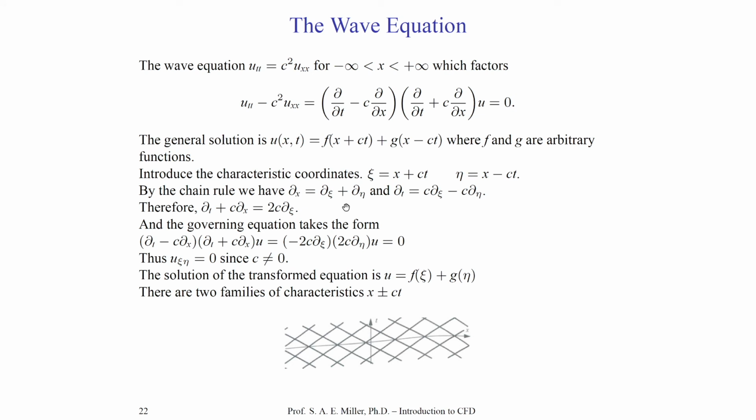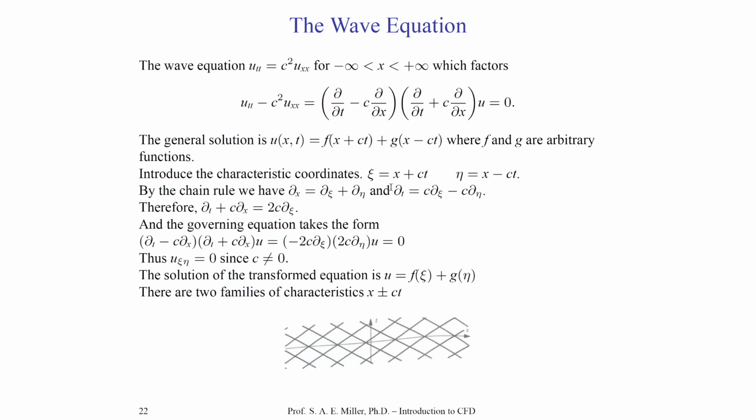Fascinating. And the governing equation now is in a different form. Originally, it was the wave operator on u, partial t minus c partial x, of partial t plus c partial x of u. This is all equal to negative 2c partial psi of 2c partial eta of u equal to 0. We've rewritten our wave operator in terms of the characteristic coordinates.